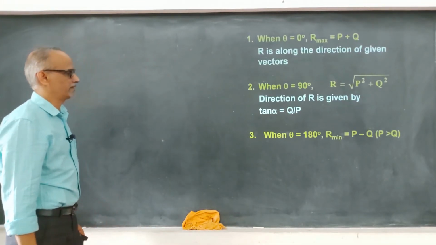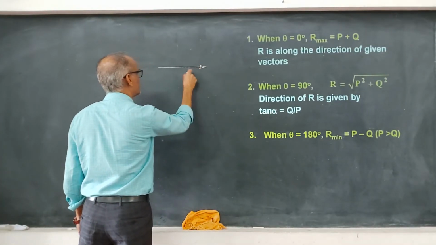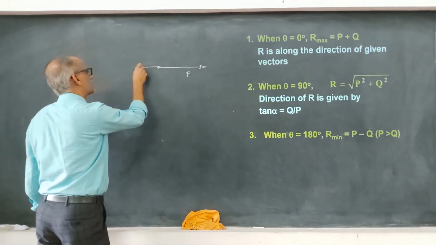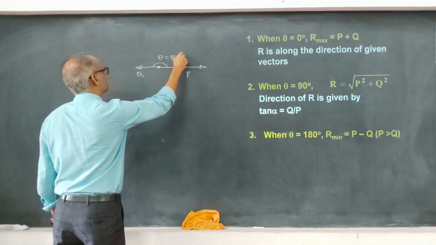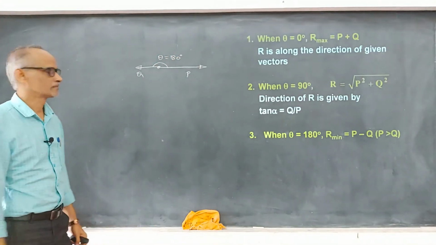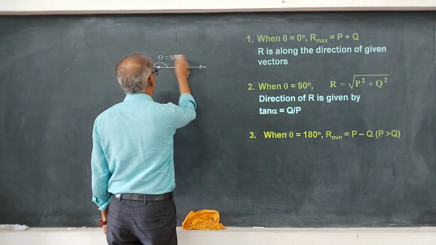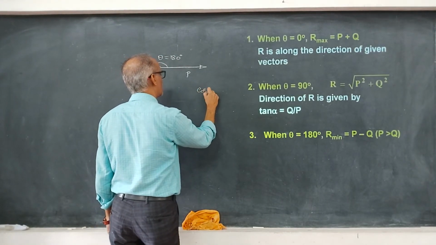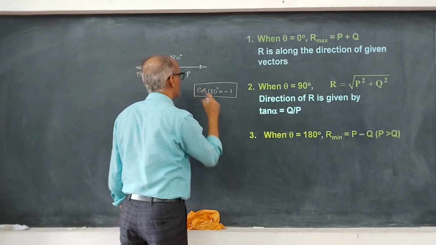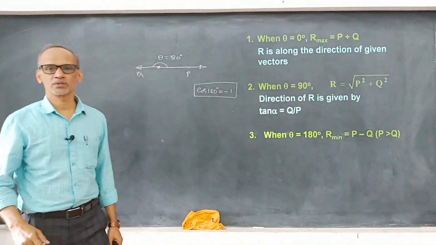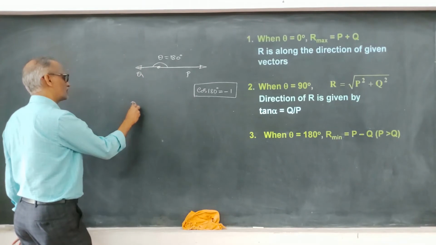The last case, when theta is equal to 180 degree, that is like this. One vector is here, the other vector has to be opposite, only then they make an angle of how much? 180 degree. Okay. So here I am going to give you one value which you have to remember: cos 180 degree is equal to minus 1. So keep this in mind. You will learn this in mathematics as how cos 180 is minus 1, but do remember cos 180 is minus 1.